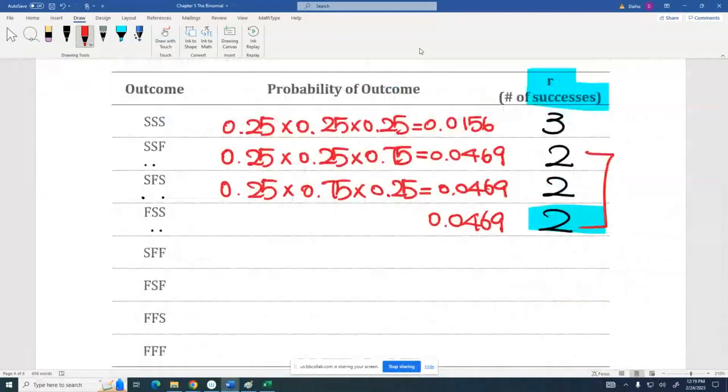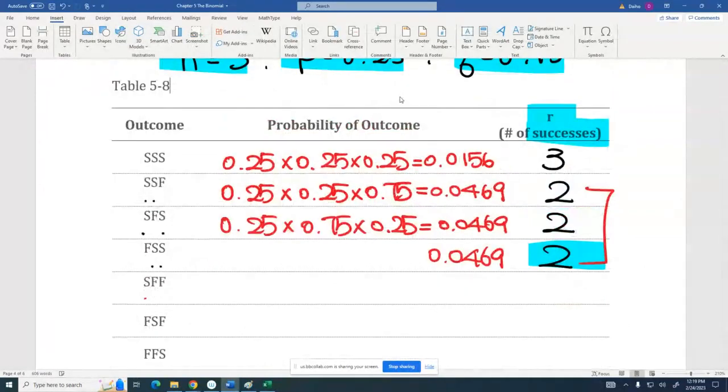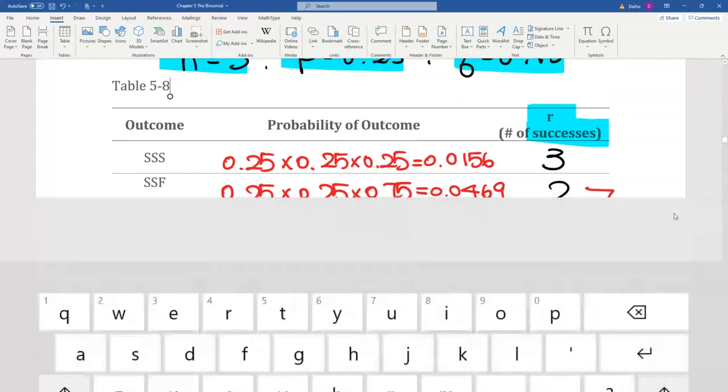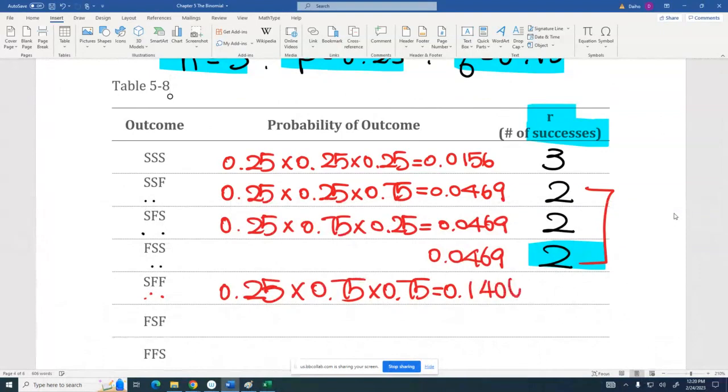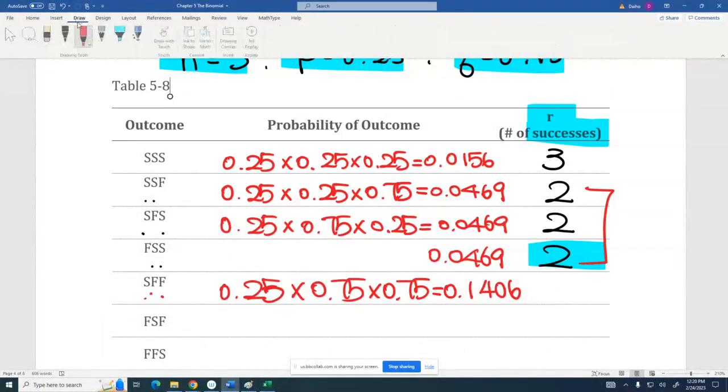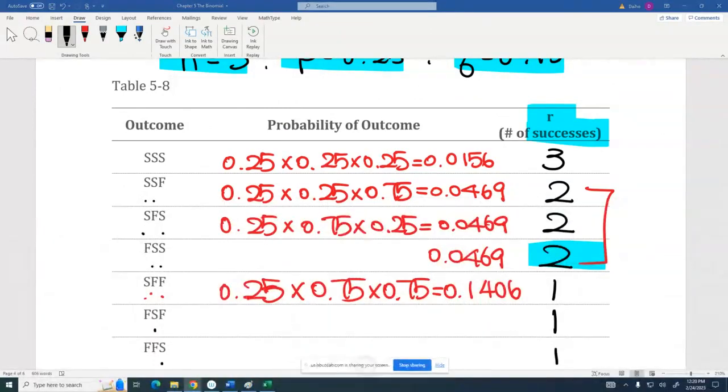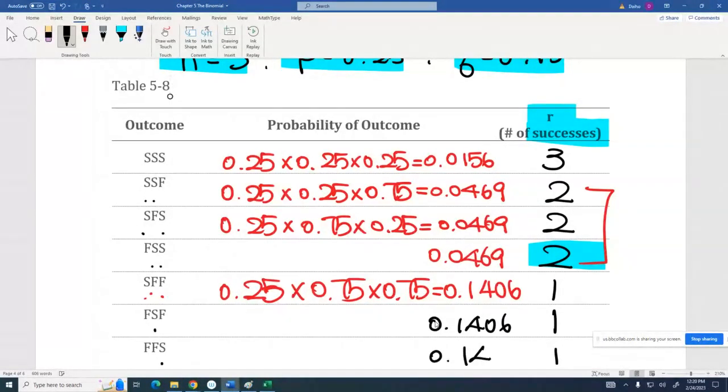The next one will be success 0.25, failure, and failure. Oh, it's a new one. So I have to take 0.25 times 0.75 squared. It will be 0.1406. How many successes? Only one. And the next two cases, only one again. What do you expect? They will have the same probabilities: 0.1406, 0.1406. So far so good, right?